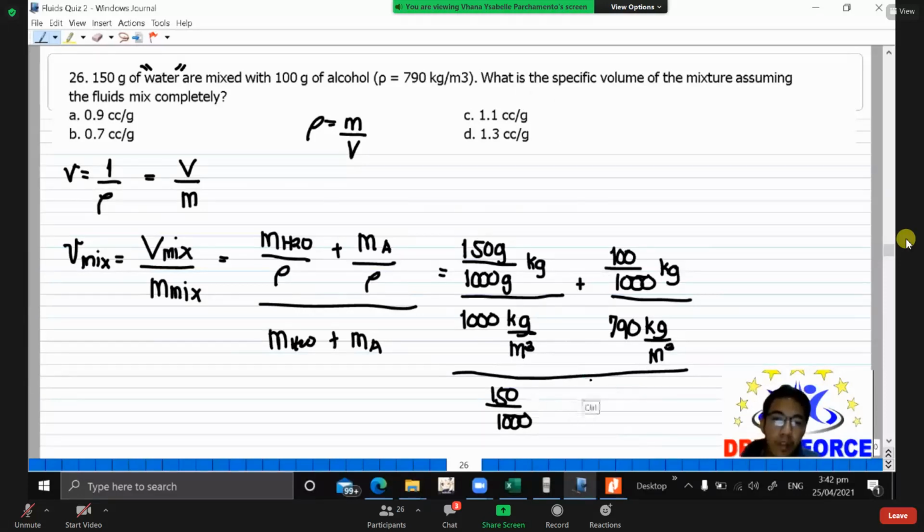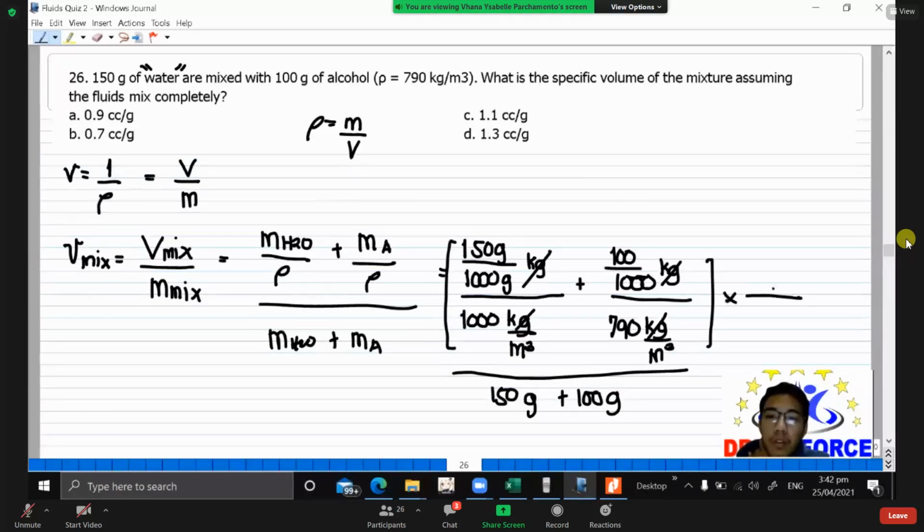Kahit di na pala i-convert kasi naka-per gram to. Ganyan na siya as is. 150 grams plus 100 grams. So dito ang magka-cancel, kilograms, kilograms. Matitira is cubic meter. So again, mag-convert tayo dito. Multiply natin yung buo. So we have in 1 meter, we have 100 centimeters, then cube. So meron ka ng cubic centimeters per gram.